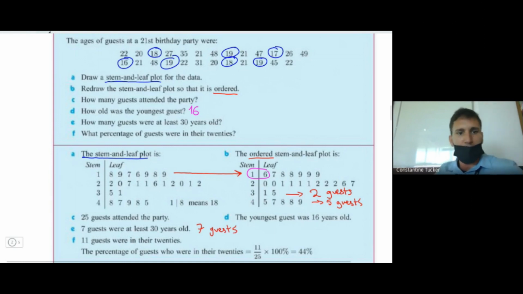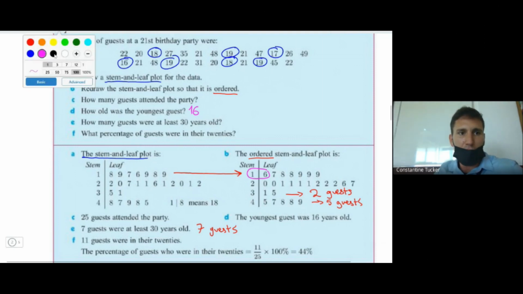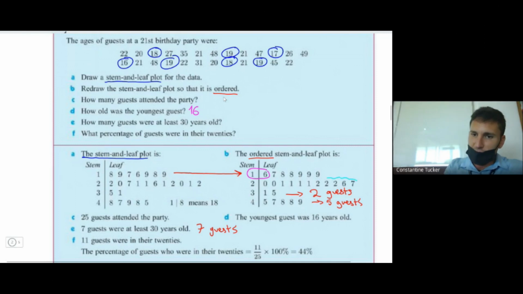Exactly. Okay, how many guests were in their 20s? So let's see. Last one here. We'll wrap it up with this one. In their 20s, 11. All right. So you can see it's this little bubble here. So we have 11 guests. The light blue bubble.